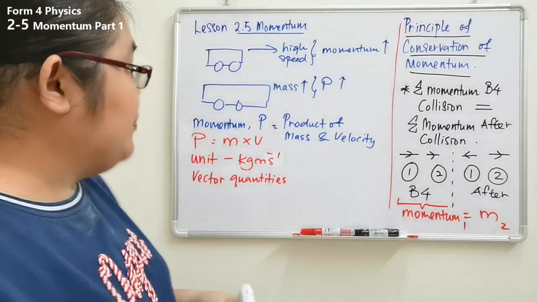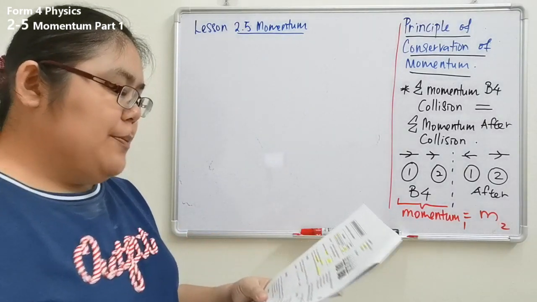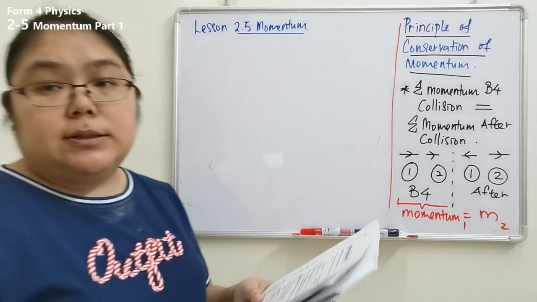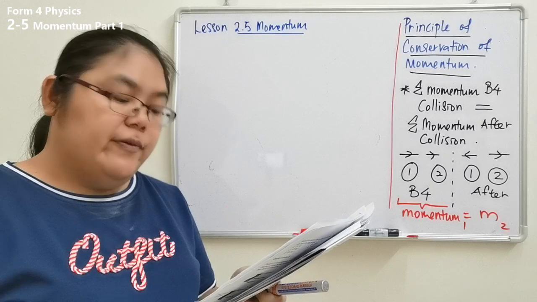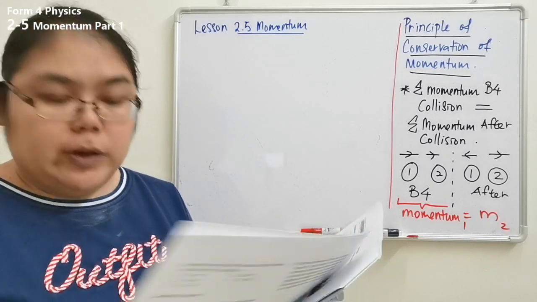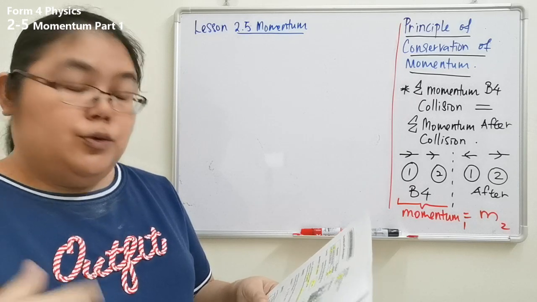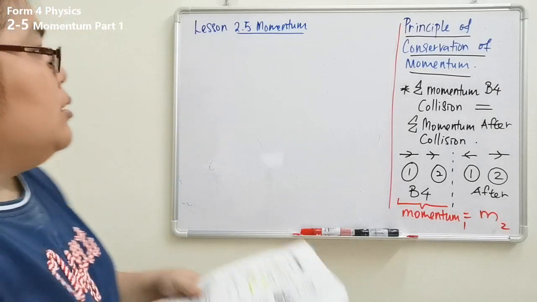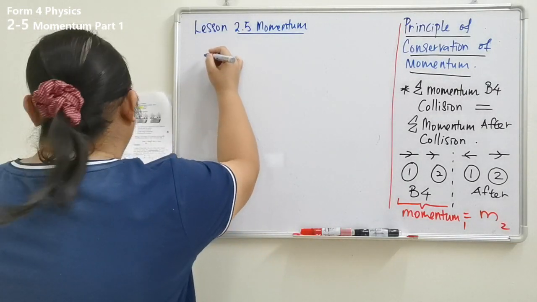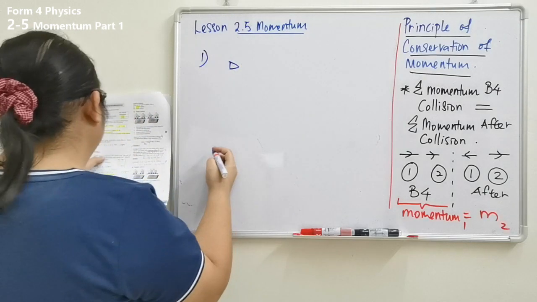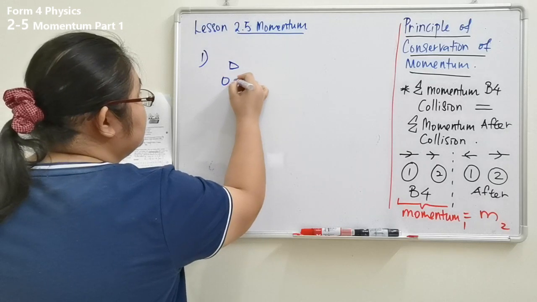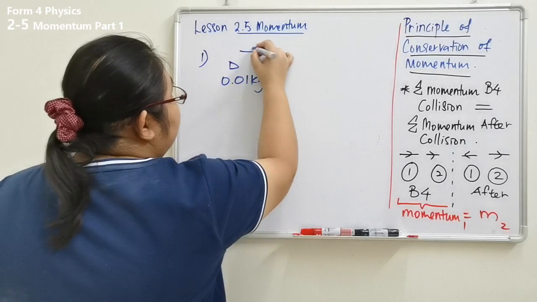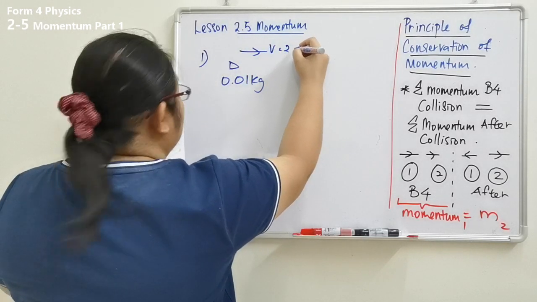Let's see example 1. There's a bullet of mass 0.01 kg. It moves with a velocity of 200 m s^-1. What is the momentum of the bullet? If you don't know how to do it, we write all the information first. If you don't know, you draw. So from here, the bullet has 0.01 kg. Now it moves how fast? Velocity is 200.